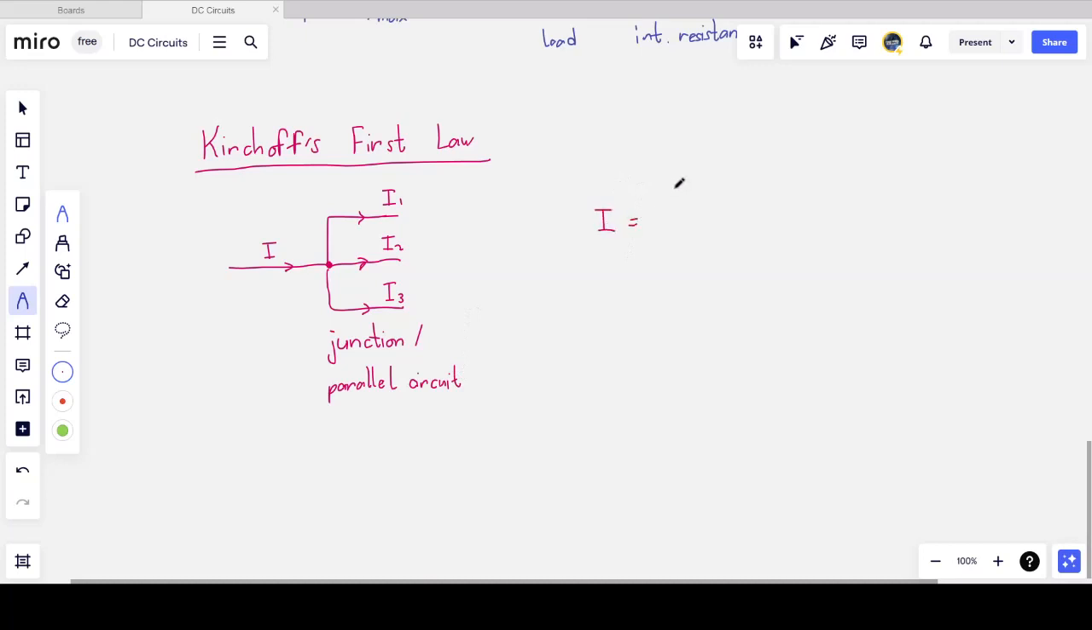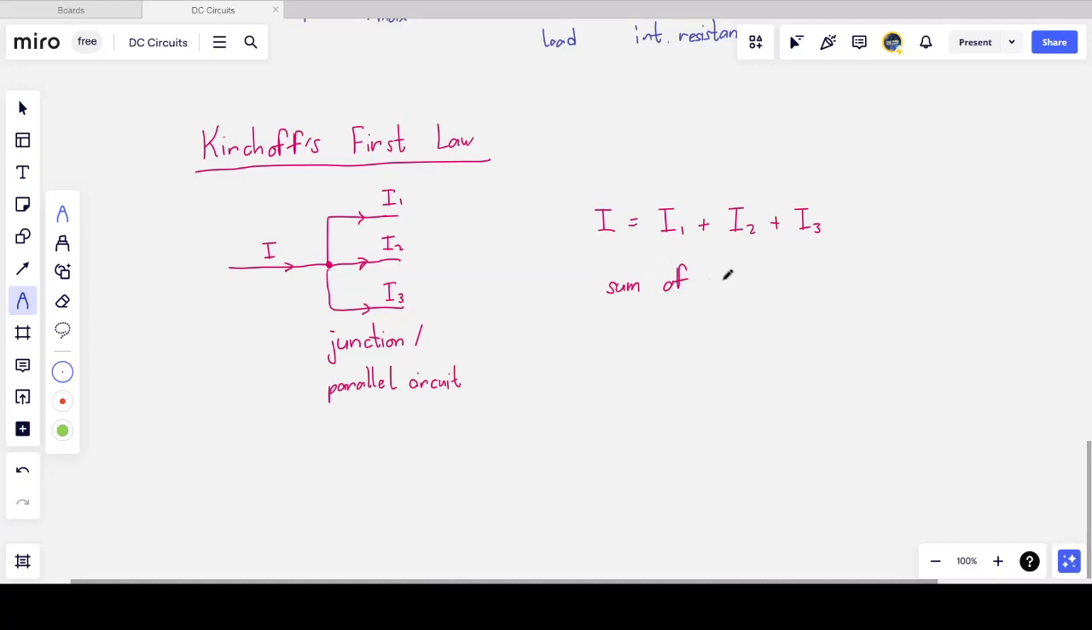And Kirchhoff's first law basically says that the current flowing into a junction must equal the total current flowing out of that junction. So in this case, the total current I must be the total of I1 plus I2 plus I3, which makes sense as you think about it. Current is simply the rate of flow of charge. We can't lose any charge flowing into the junction when we consider the current flowing out of that junction. So you have to know how to write this in words as well.